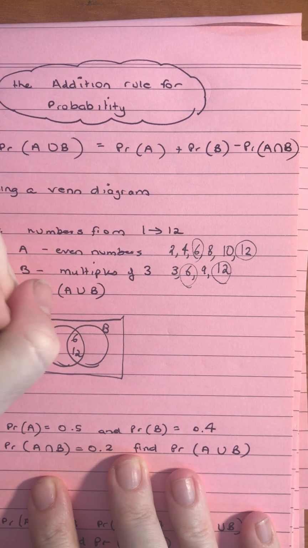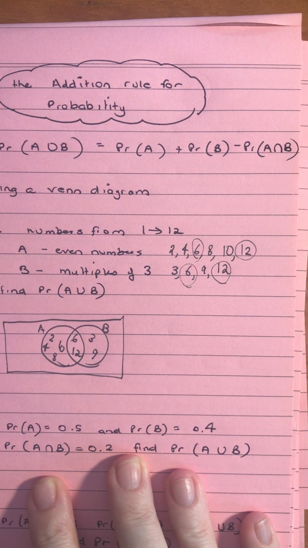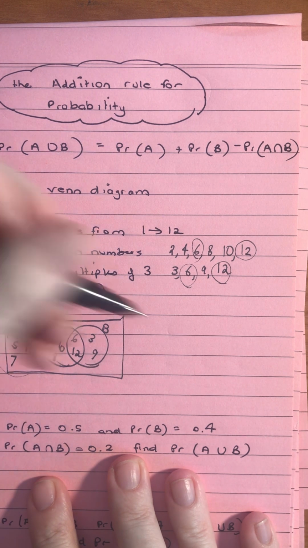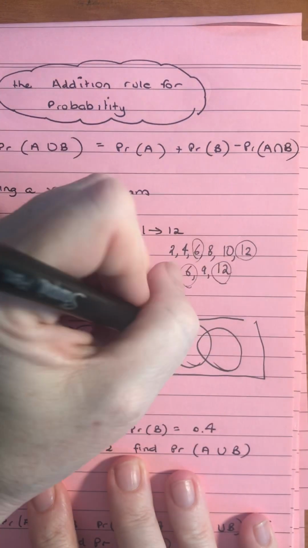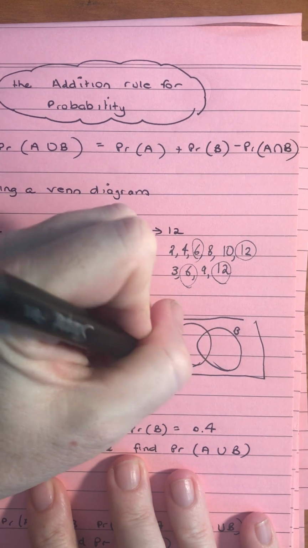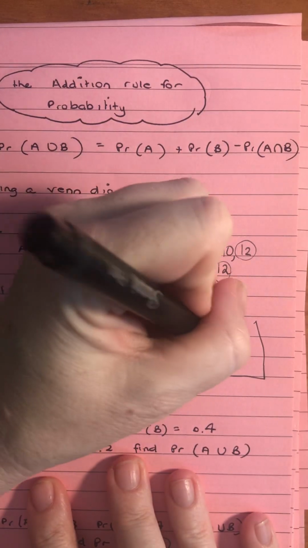Then in the first one, I've got 2, 4, 8, 10. And in the second one, I've got 3 and 9. Then I need to put the ones outside, which are going to be 1, 5, 7 and 11. So I've got those 4 numbers outside. I can then draw that with, instead of the list of elements, just how many. So I've got 4 outside, 4 here, 2 in the overlap, and 2 there.